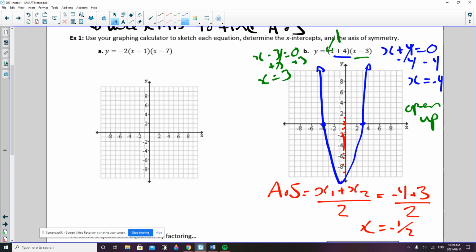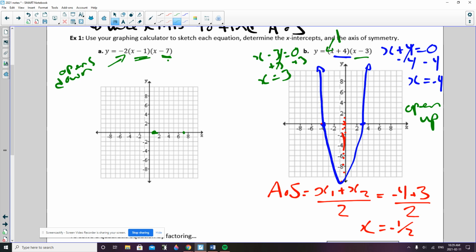Okay, so we can do the same thing with graph A here. So y equals negative 2x. From here, I know this opens down. It's going to be a little bit narrower than my usual graph. I'd have an x-intercept at positive 1 and positive 7, right? Because I just make each of those equal to 0 and solve.